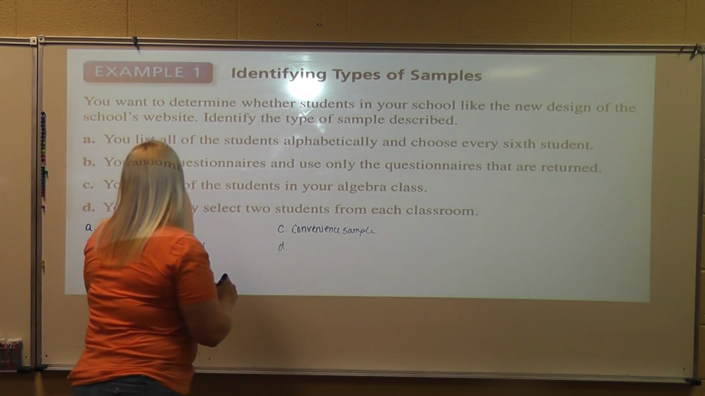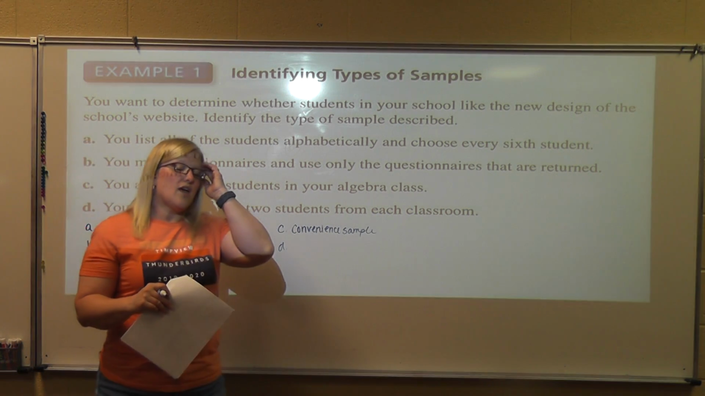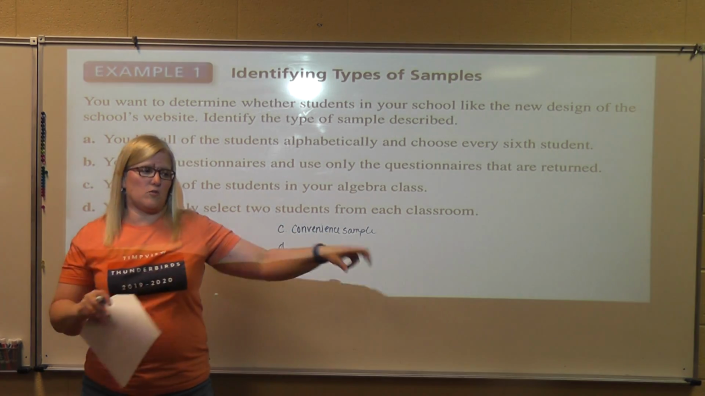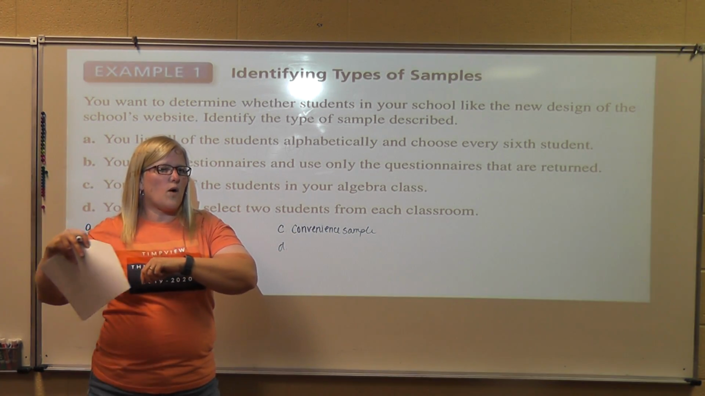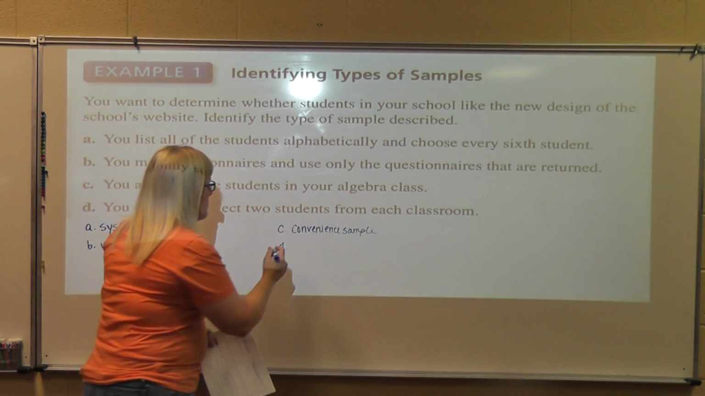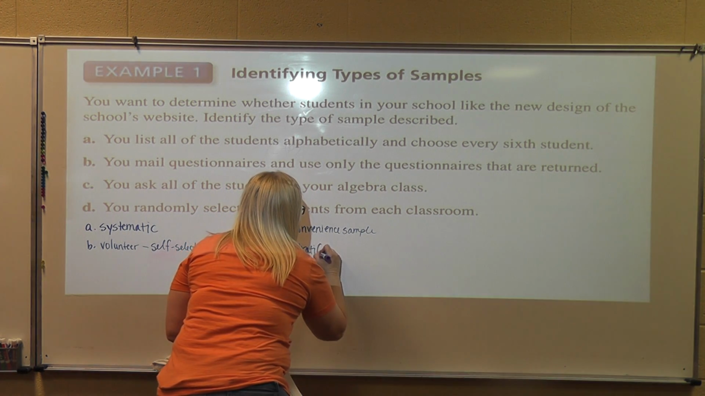And then D: you randomly select 2 students from each classroom. So you've got kids that are already grouped, and you take 2 from every group. So what would that be called? That would be called a stratified sample.